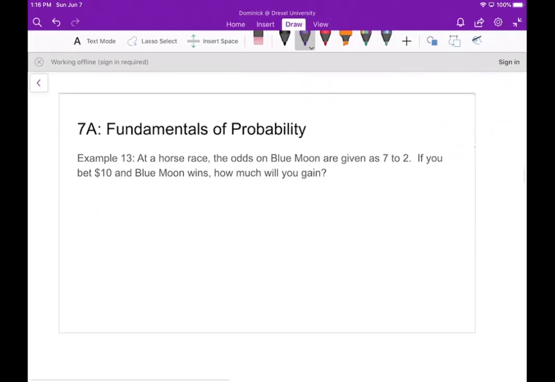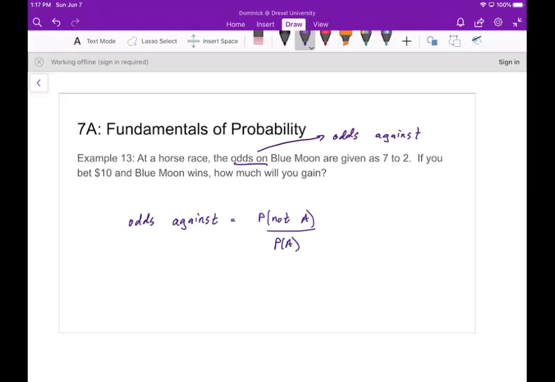Okay. Now, in this last example, we have that at a horse race, the odds on Blue Moon are given as 7-2, right? So this is odds on, and remember that means odds against. Now, if you bet $10 and Blue Moon wins, how much will you gain? Well, let's think about what the odds against mean. Right, so that means that we have the probability of not A over the probability of A. And they're giving us that as 7/2.